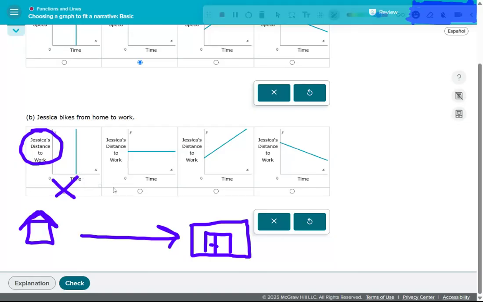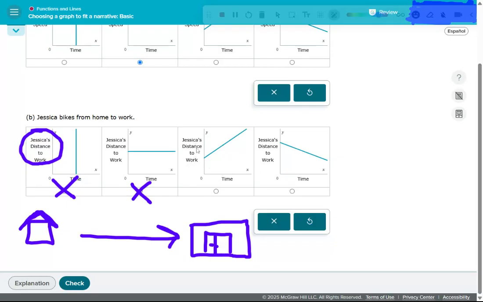It's likely not going to be undefined, so we can rule that out. She's traveling from home to work. So she's probably not stationary. That's like maybe she was biking home, but she stopped to tie her shoe. That would be showing over time there's no change, but there is change happening. She's moving from home to work. So it's going to be between these two.